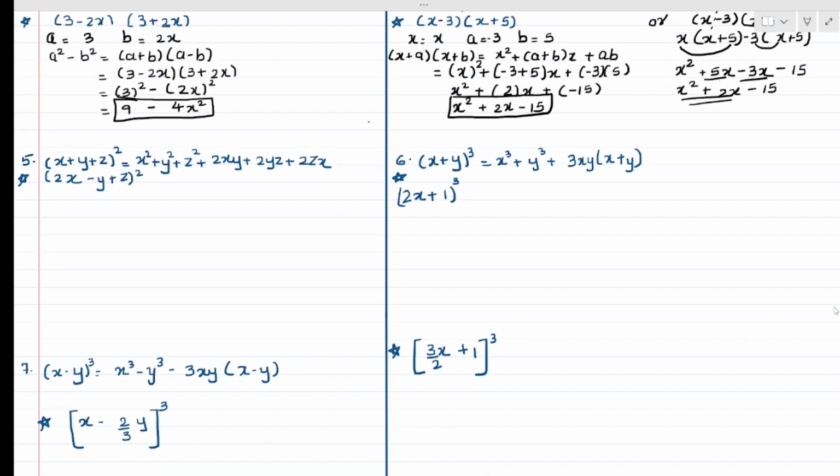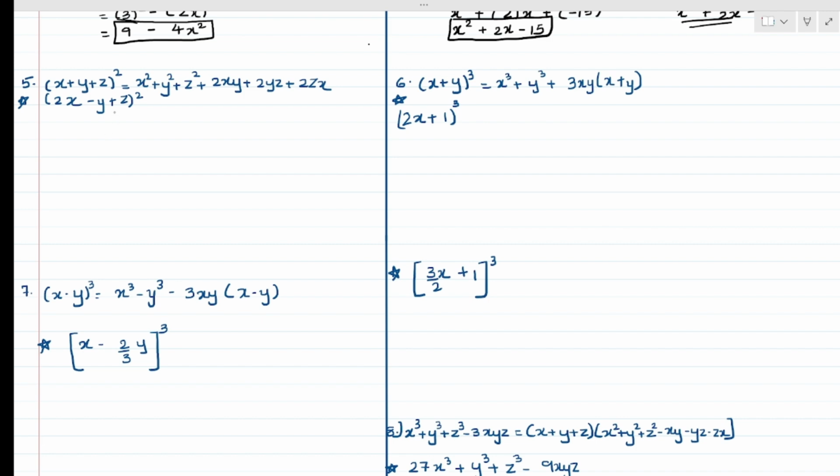Moving on to our fifth identity, which says (x + y + z) the whole square equals x square plus y square plus z square plus 2xy plus 2yz plus 2zx. Again, here there are three terms x, y and z. The whole square gives us first x square, y square, z square, then 2xy, 2yz and 2zx. That means first two terms, then second and third, then third and first.